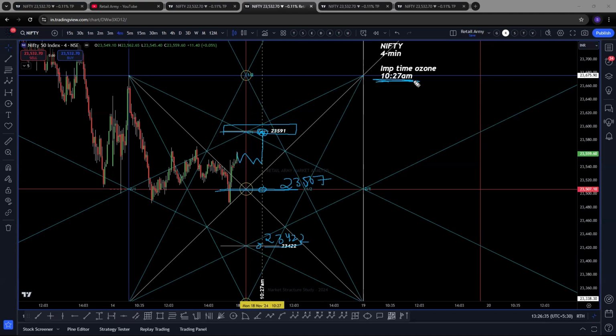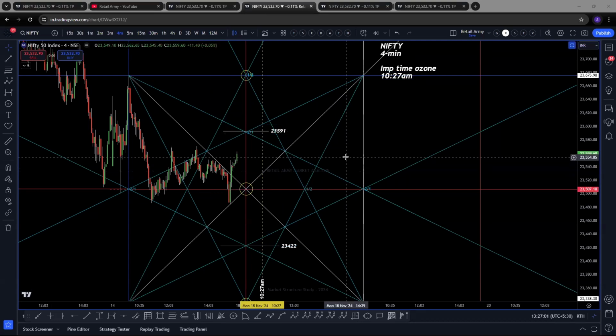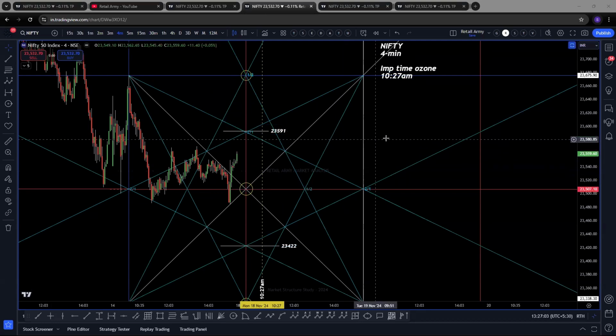Now 10:27 is a little bit odd timing because it's not 10:25, it's not 10:30, it's 10:27 because you're using a 4-minute chart. Very simple. Note that, and from there you're going to look for a bullish setup or a bearish setup. I'll keep you posted again in the live market Telegram. If you have any doubts, it will get clarified if you are in the Telegram group. All right, this is your weekly and intraday structure.